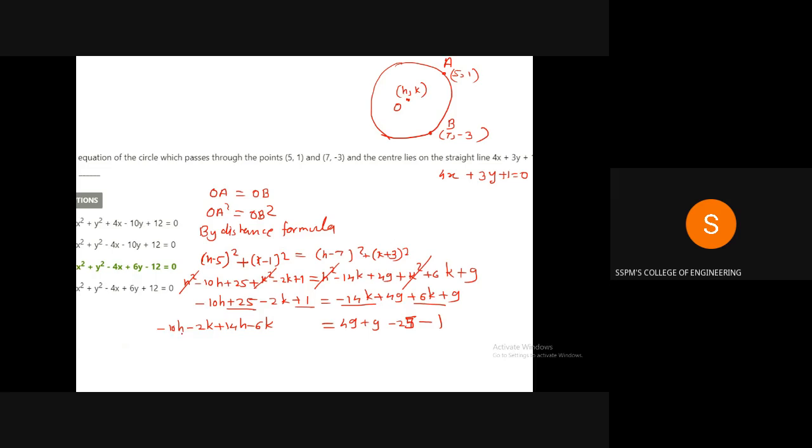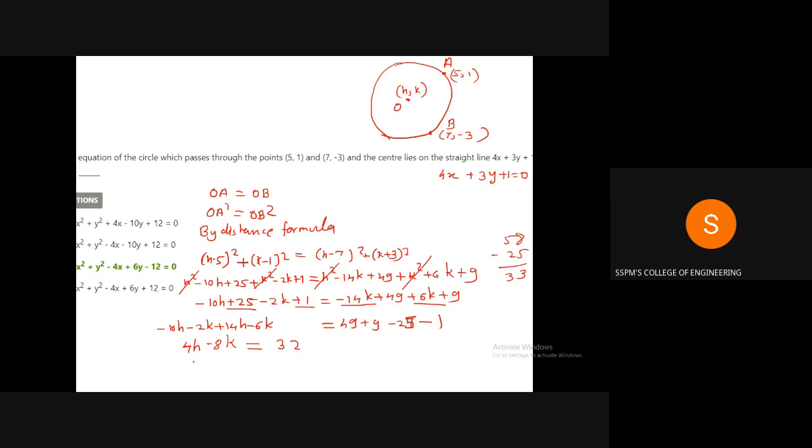So we have minus 10h plus 14h, that is equal to plus 4h. So minus 2k minus 6k is minus 8k, is equal to 49 plus 9 minus 25 minus 1, it is equal to 58 minus 25, that is 33, minus 1 is 32.